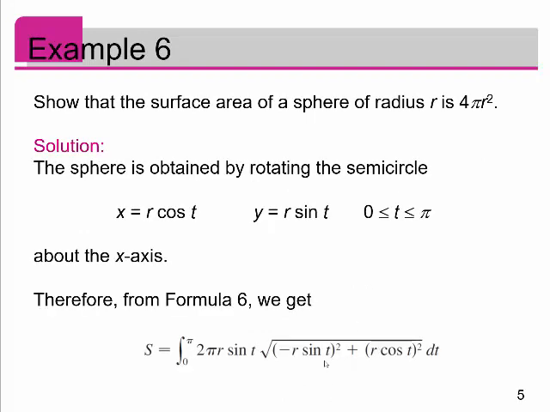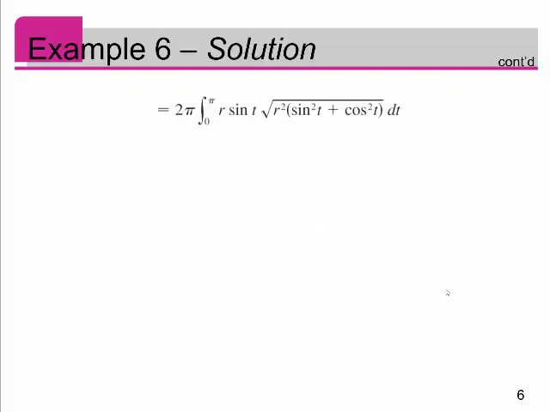Well, dx dt, the derivative of r cosine of t, is minus r sine of t. The derivative of r sine of t is r cosine of t, and we're going to square these. You just have to clean this up and see what you get underneath the radical. This is great because sine squared plus cosine squared is just equal to 1. Then the square root of r squared is just r. So r times r gets me r squared, which I'm just going to pull outside the integral.